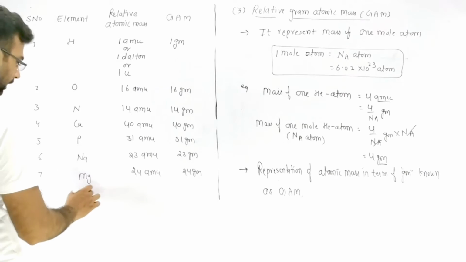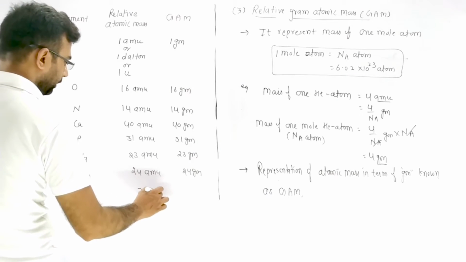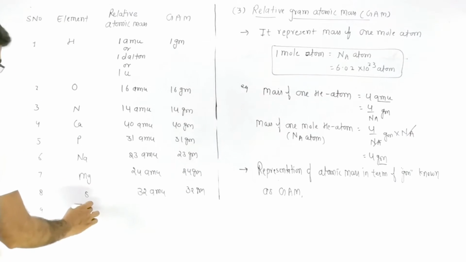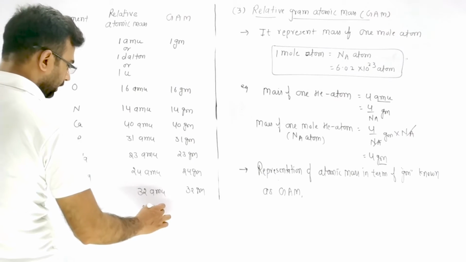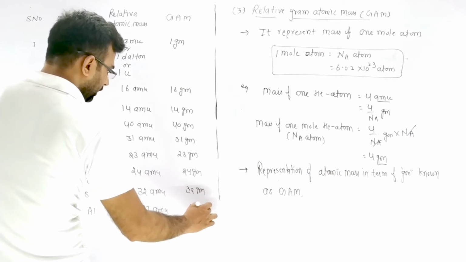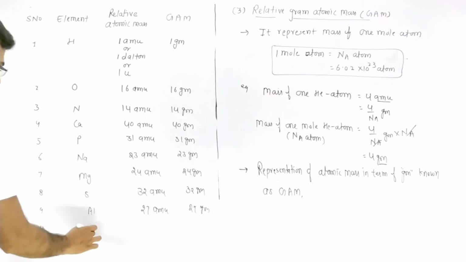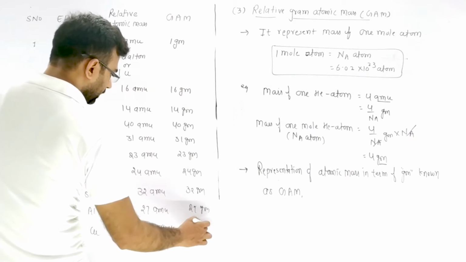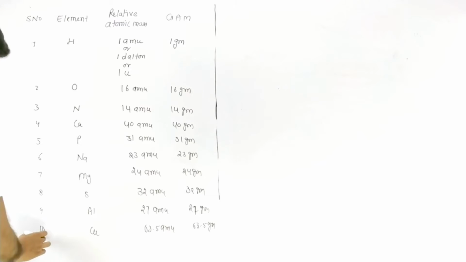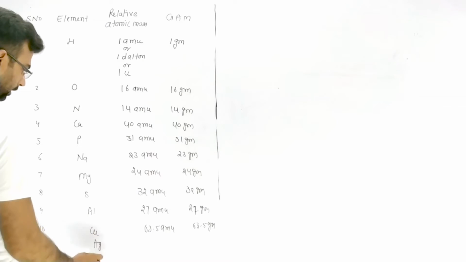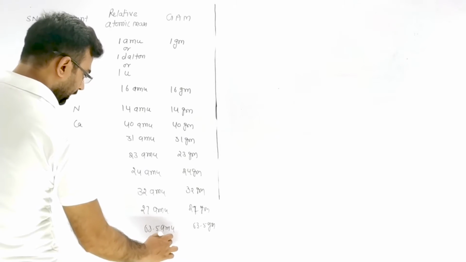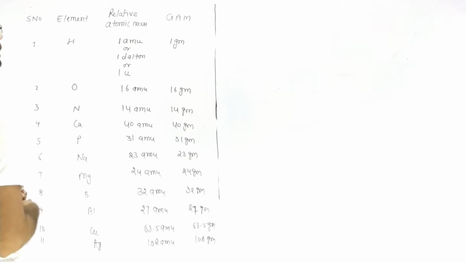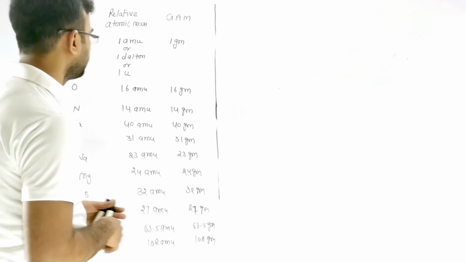Similarly, sulfur has 32 AMU, here it is 32 gram. Similarly, aluminium is 27 AMU and 27 gram. Similarly, copper is 63.5 AMU and here it is 63.5 gram. Similarly, silver has a weight of 108 AMU and here it is 108 gram. So these are the atomic mass and gram atomic mass of some elements.